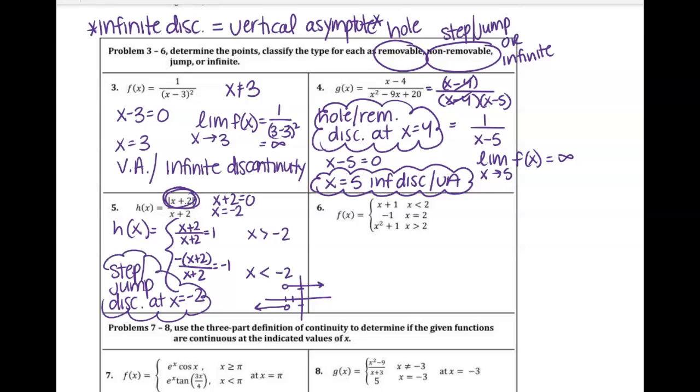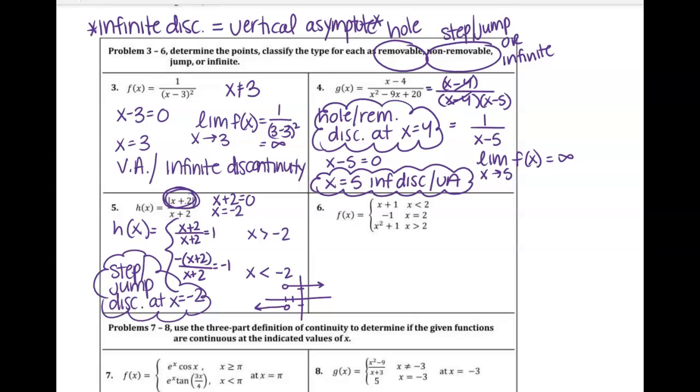In general, except for like on the first page with that crazy piecewise with the asymptotes, when it's piecewise, you will see a jump or step discontinuity. I don't want to say always because there really is no always in calculus, especially limits, but generally piecewise is where you see the jump or step discontinuities.